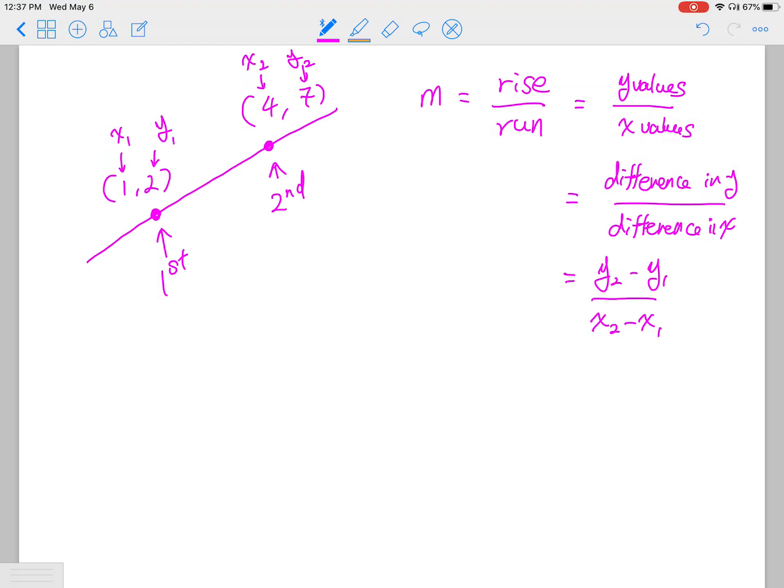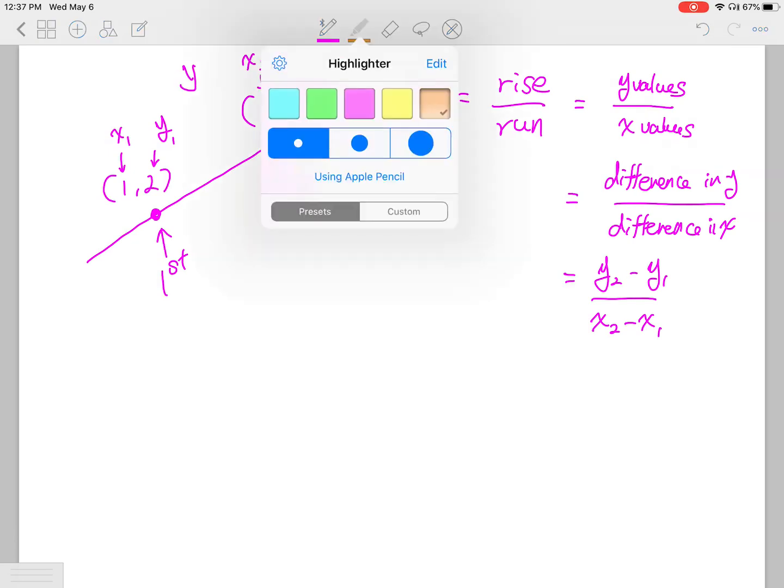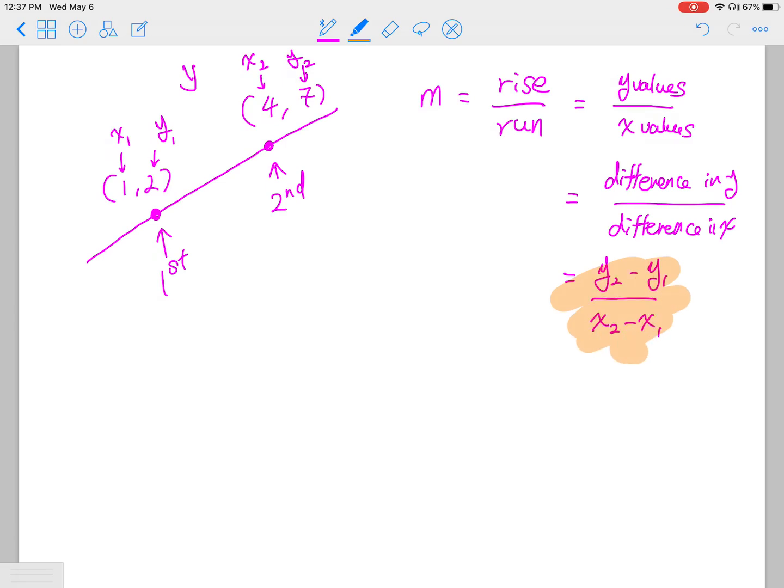So to find the actual value of the slope, all you have to do is set up like this and then plug those into this formula right here. And then that's all. In this case, the slope is going to be 7, the y2, subtracting y1, which is 2, over 4, the x2, minus x1, which is 1. And that will give me 5 over 3. So the slope, how steep it is for this line, is 5 over 3. Hopefully this makes sense to you.